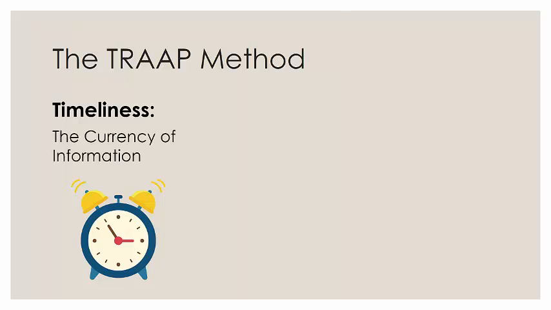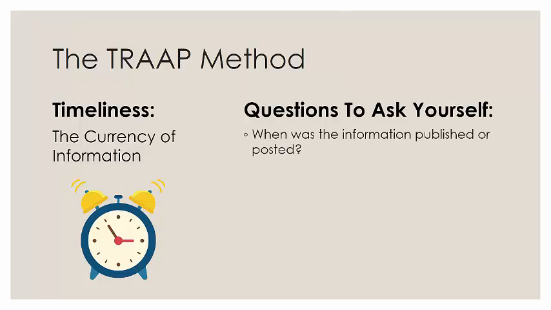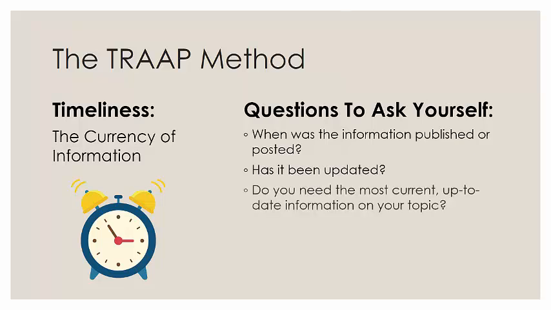So this is thinking about the currency of information. Questions I want you to ask yourself are, when was the information published or posted? Has it been updated since the original posting? And do you need the most current up-to-date information on your topic, or is it okay to rely on older resources? So if you are researching something in the medical field, you probably want that information to be as up-to-date as possible. You probably don't want something from the 1960s on how to perform a surgery.